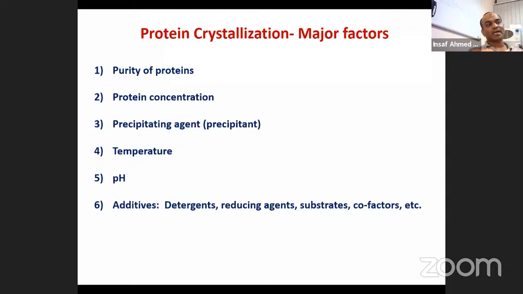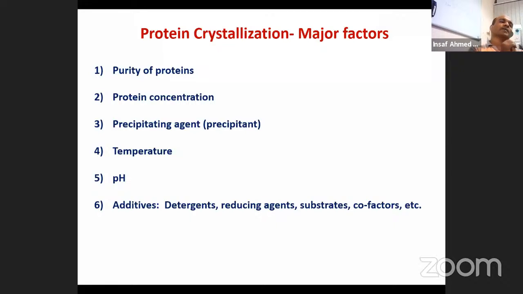Another important factor is the additives for protein crystallization. What can you consider additives? Additives means any additional thing besides the protein and your precipitant. Why do you need an additive?